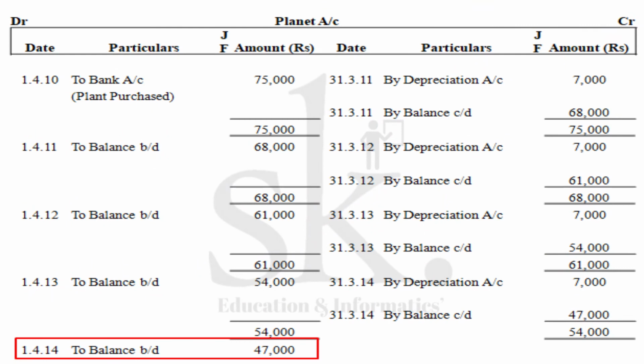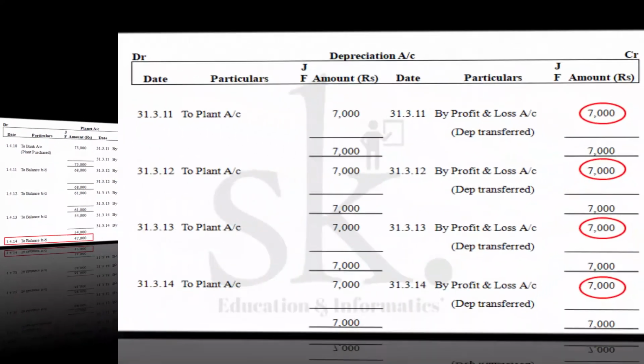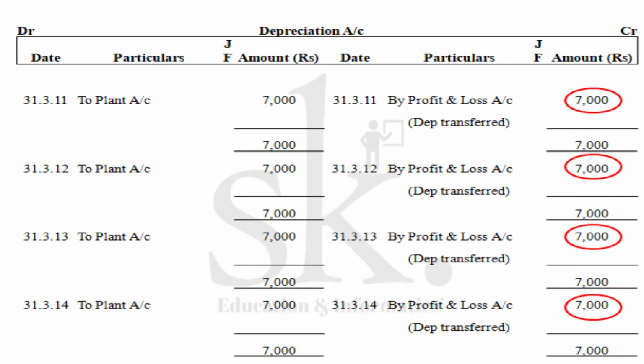Likewise, we will complete the third year and the fourth year with respect to the plant account, and we get a final balance of rupees 47,000 as on 1/4/2014. Similarly, if you check the depreciation account, every year the depreciation of rupees 7,000 has been transferred to the profit and loss account. We have done it for 2 years. Similarly, for the third year as well as the fourth year, depreciation is required to be transferred to the profit and loss account.